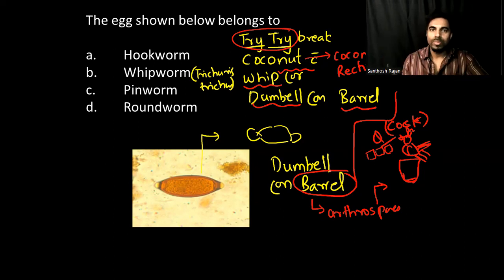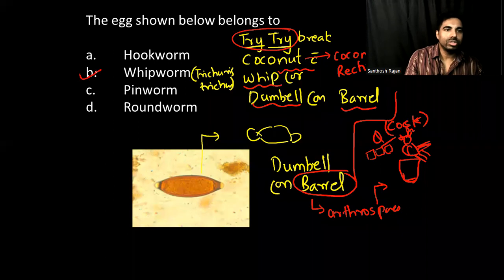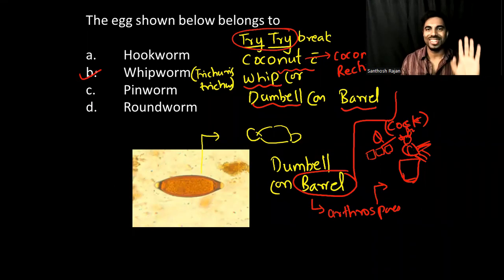Here, barrel one is whip. Another one is in that one. So this one answers your whipworm. Very simple. So you saw the picture and you answered it. That's it. This is the way you will be ready for other things also.